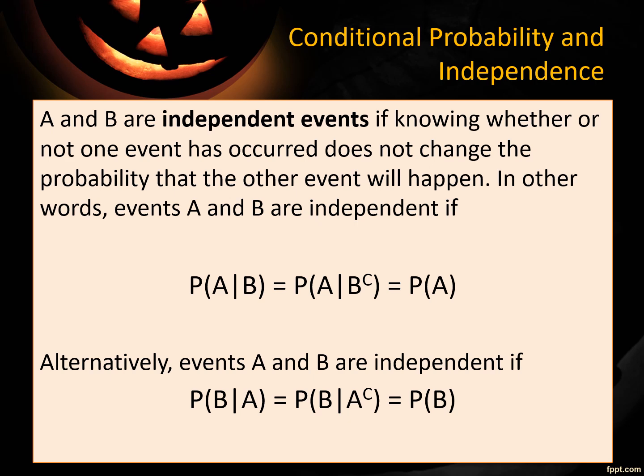So there's a way that we can write this. The probability of A given that B has happened is equal to the probability of A given B's complement, and also equal to the probability of A if the events are independent. And I could do it the opposite way too. Alternatively, events A and B are independent if the probability of B given A is equal to the probability of B given A's complement, which is equal to the probability of B.